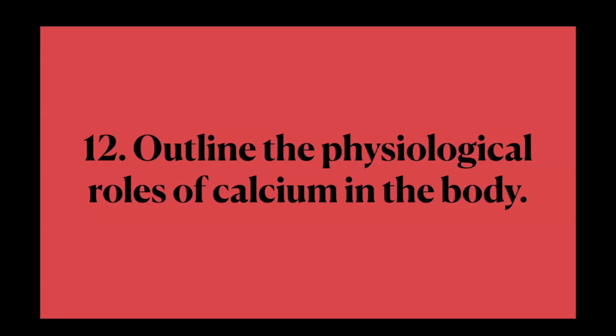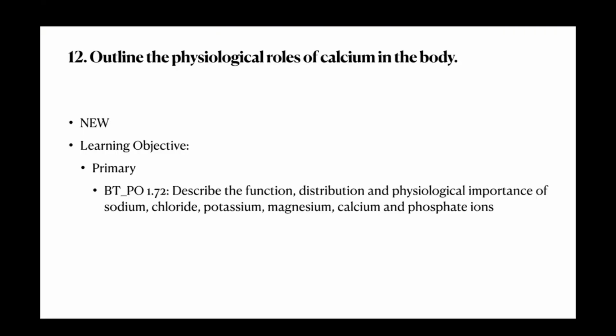Question 12, outline the physiological roles of calcium in the body. Another favorite one that gets asked in the Viva. And this was a new question, which is why it's red. And often the easiest questions like this can often be the hardest ones. So the learning objective that this came from was BTPO 1.72: describe the function, distribution, and physiological importance of sodium, chloride, potassium, magnesium, calcium, and phosphate ions.